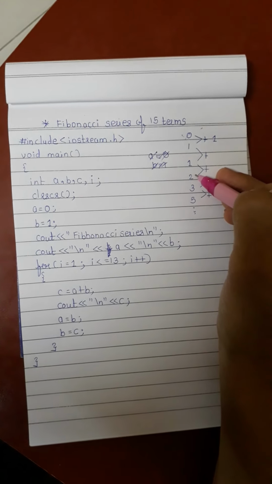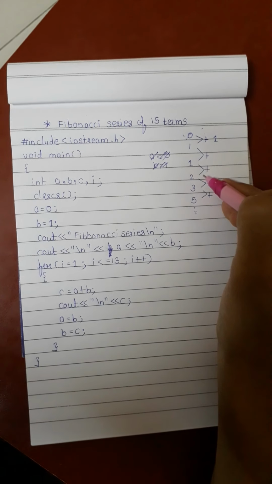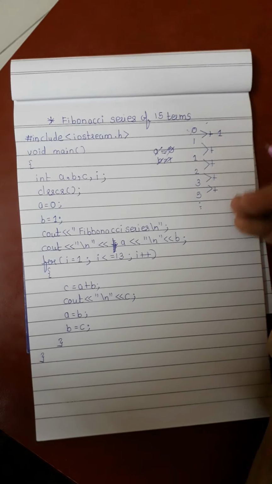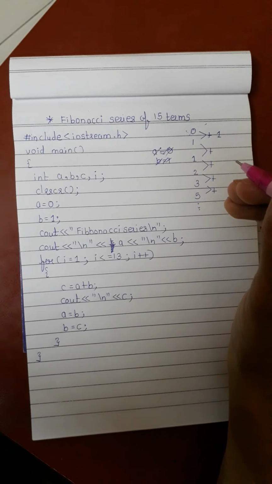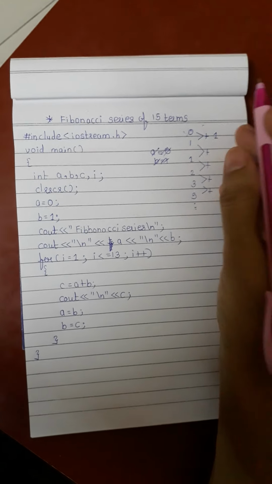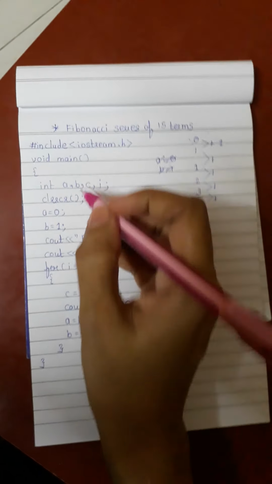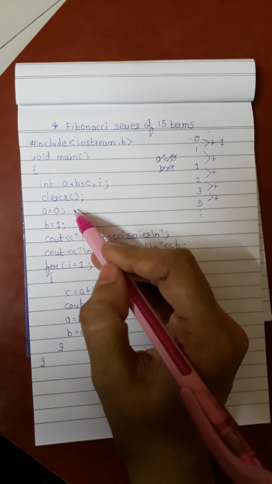So next addition will be 2 plus 1 is 3, then 3 plus 2 is 5, 5 plus 3 is 8, like that the series will get displayed. So this is called the Fibonacci series. So to display such type of output we have written this particular program. Now in this question we have taken three variables, a, b, c.